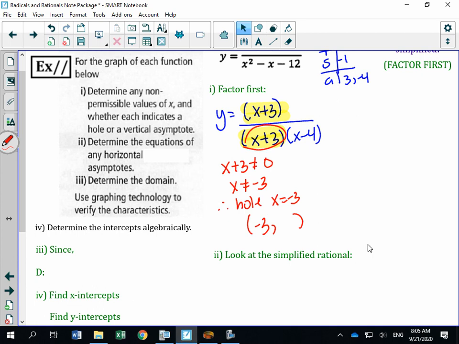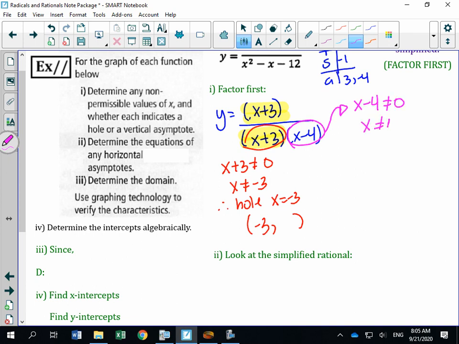Then let's figure out the vertical asymptote. So the vertical asymptote comes from this guy. Remember, vertical asymptote comes from where there's no common factors. So x minus 4 cannot be equal to 0. X cannot be equal to 4. Therefore, there's a vertical asymptote at x is equal to 4.